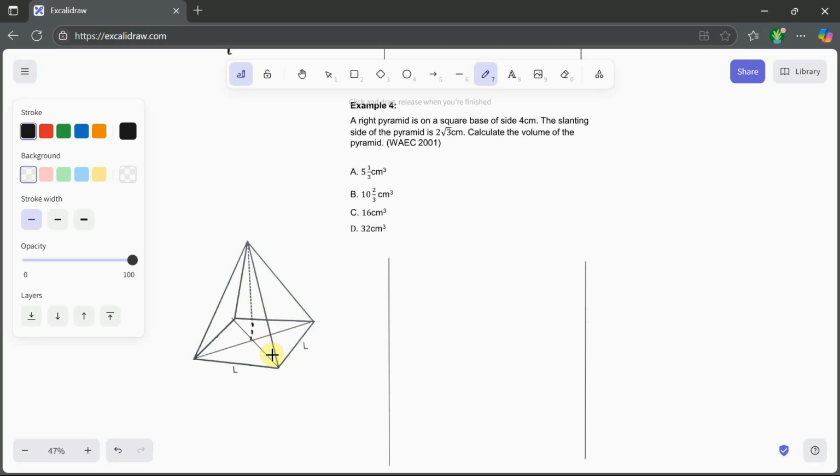So what do we know? We know this length, we know this length, and it's a square. So each of these angles is 90 degrees, right? 90 degrees, 90 degrees. And of course, because when we talk about parts of a square, when they intersect, this side here will be the same length as this side, and this side here will be the same length as this side.